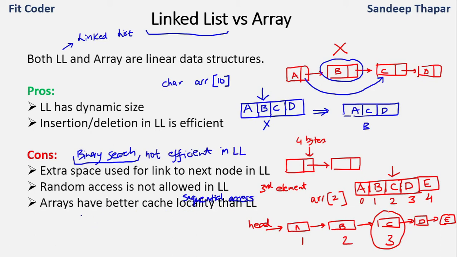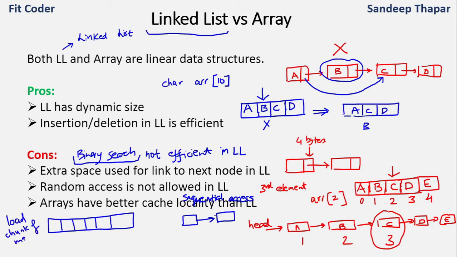And third, arrays have better cache locality than linked list, because array elements are stored contiguously. So if you create an array of size 10, all the 10 elements are stored contiguously. But in case of linked list, the elements need not be stored contiguously because we have a pointer to the next node. So what the operating system can do is, when it's loading an array in the memory, it can load a large chunk of the array so as to have better performance. But in linked list, since these elements are not contiguous, the cache locality is less efficient than an array.